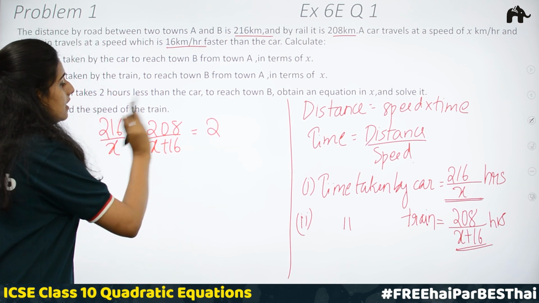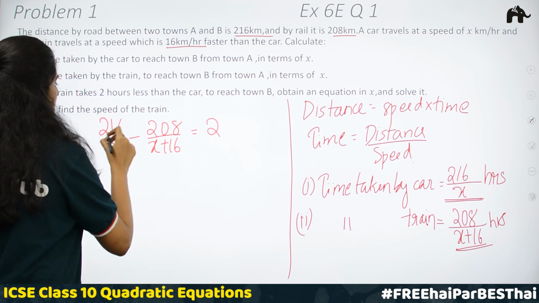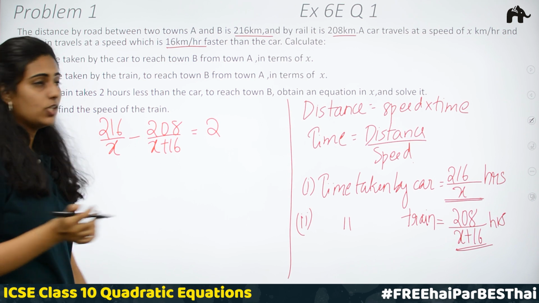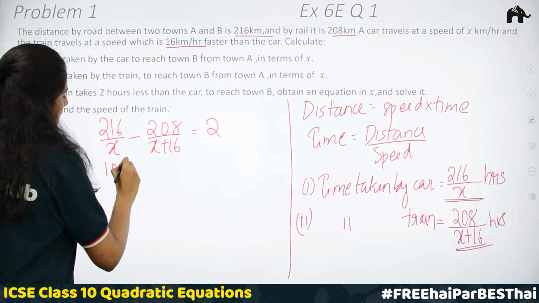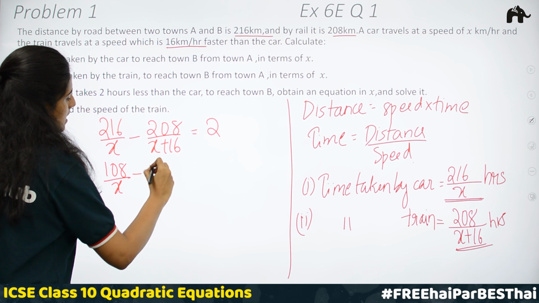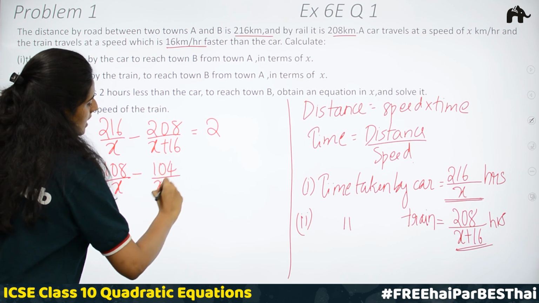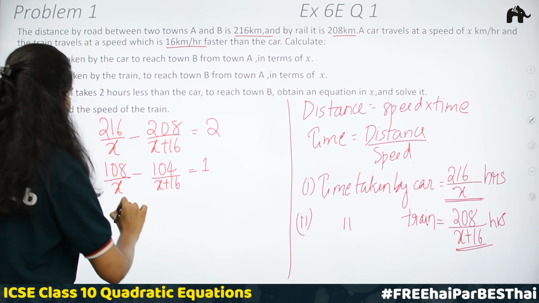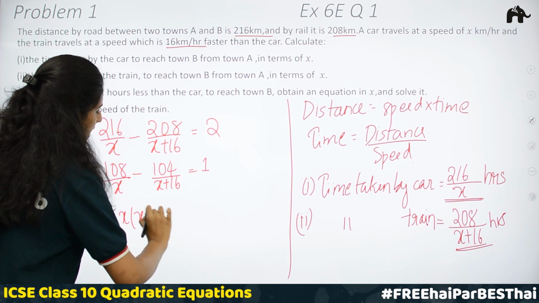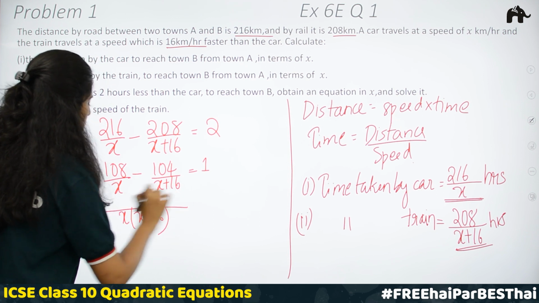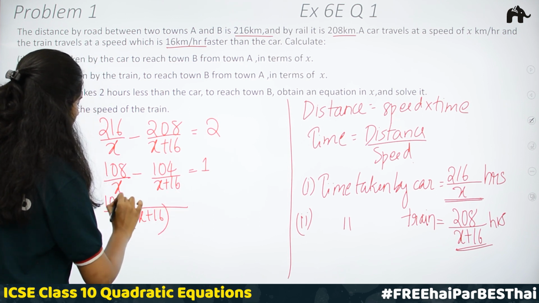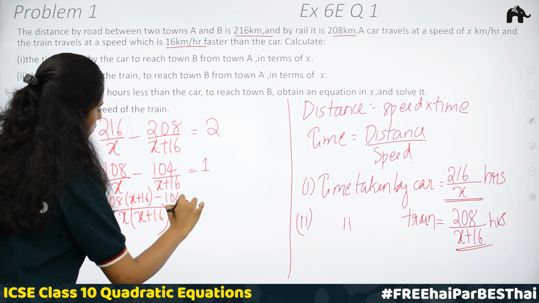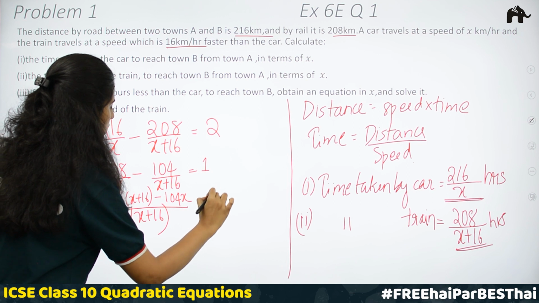Now, we can get the quadratic equation from this. Dividing throughout by 2 to simplify this equation, we get 108 by x minus 104 divided by x plus 16 is equal to 1. Next, taking LCM, x into x plus 16, numerator 108 into x plus 16 minus 104x is equal to 1.